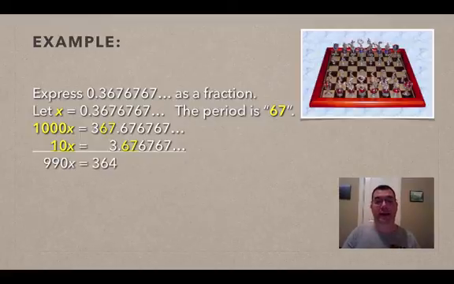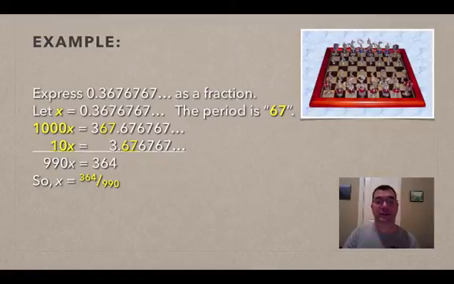So the 1000x minus the 10x is 990x, and the 367.676767 minus the 3.676767 gives me just 364.00000, which I don't need to write. So if I simply divide, I get that x is equal to 364 over 990. So since x was equal to that decimal that I had before, and x is now equal to this fraction, both of those things are equal to x, so they are equal to each other.